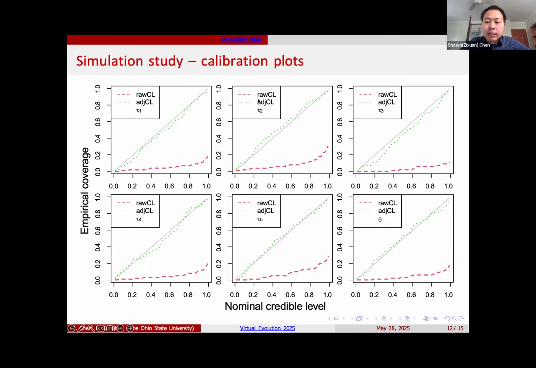And the pink dashed lines denote the unadjusted composite posterior, and they are much below the gray 45-degree diagonal line, which means that the empirical coverages are much lower than their corresponding nominal level. This is because the unadjusted composite posteriors are spiky and overly concentrated. And the green dotted curves correspond to the adjusted composite posterior, and they are very close to the gray diagonal line, which means that the curvature adjustment works.